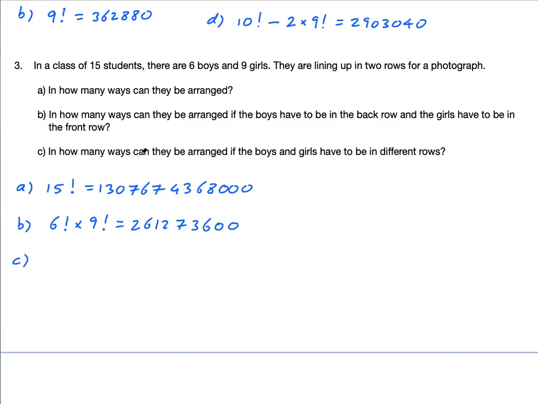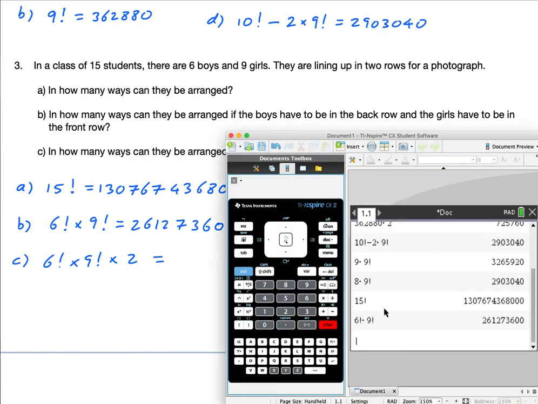B and then C. Last one. In how many ways can they be arranged if the boys and girls have to be in different rows? Okay, so this is like a little trick at the end. In this one, the boys had to be at the back and the girls had to be at the front. Here, you could have the boys at the back and the girls at the front, or the girls at the back and the boys at the front. So that is simply this times 2. So it's 6 factorial times 9 factorial times 2, because there's 2 different ways. Either the boys are at the back or the boys are at the front.